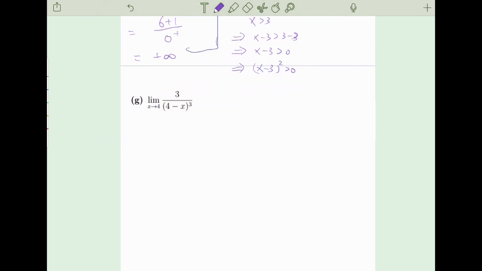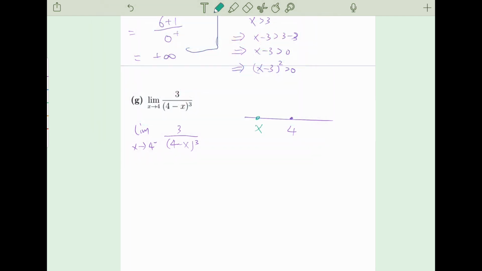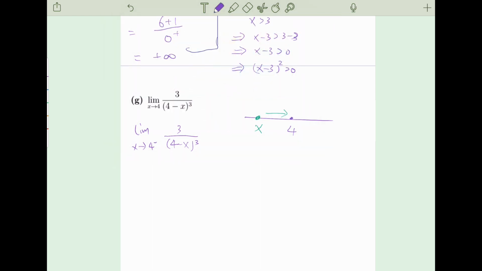Left limit first. 4 minus 3 divided by 4 minus x to the 3. Okay, number line here. We have our 4 here. X now is on the left side. Approaches 4, right? So we have our x. It's less than 4.